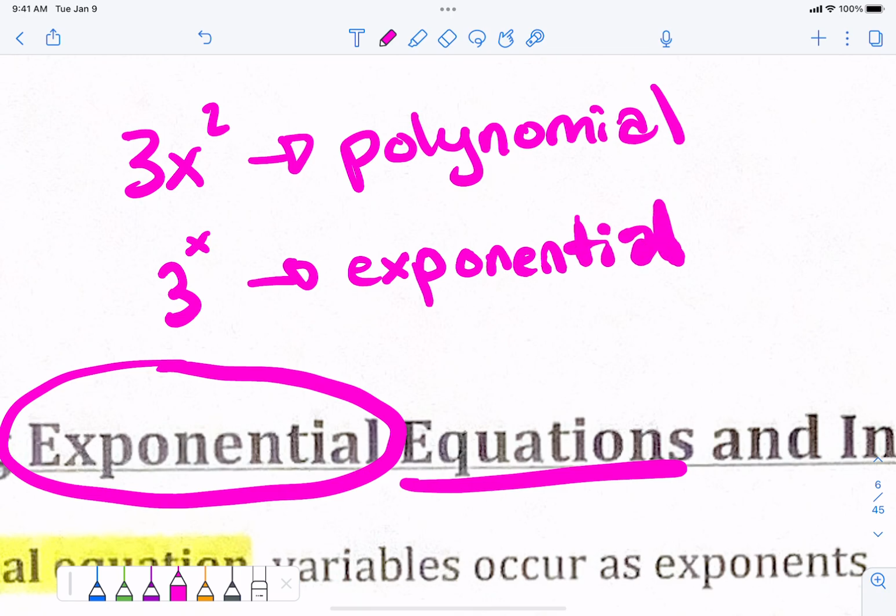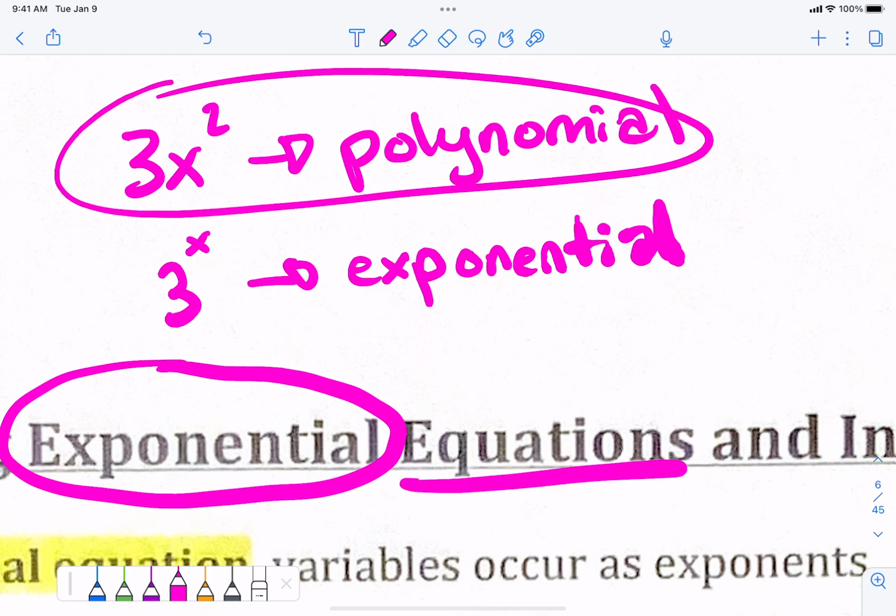Exponential. I can't spell. So do you see the difference between the two? Exponentials have to have the variable in the exponent. Here's where the x lives. Otherwise, it's just a polynomial function. I get that there's a second power there, but this is just a polynomial. So we're moving from this to exponential functions, and that's what we're doing now.